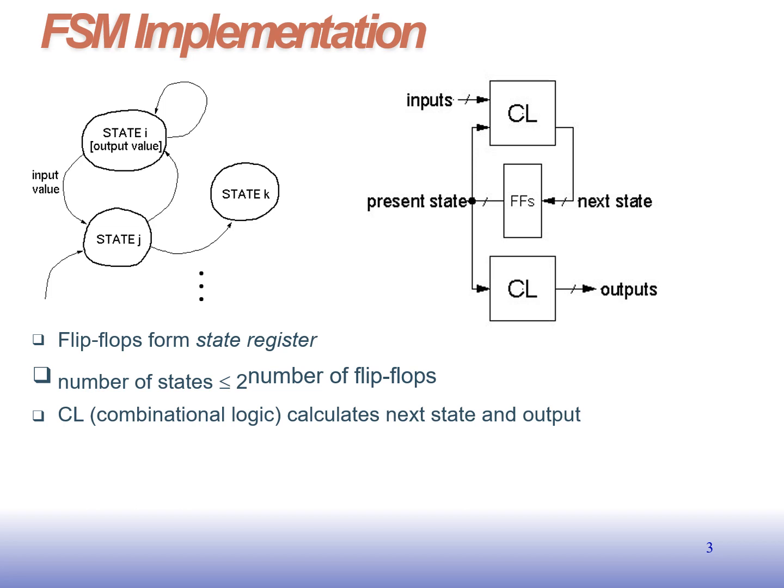The number of states is less than or equal to 2 power the number of flip-flops. For example, if you have 8 states, how many flip-flops do you need? 2 power 3 is equal to 8, so 3 flip-flops are needed to generate 8 states. The combinational logic calculates the next state and the outputs.